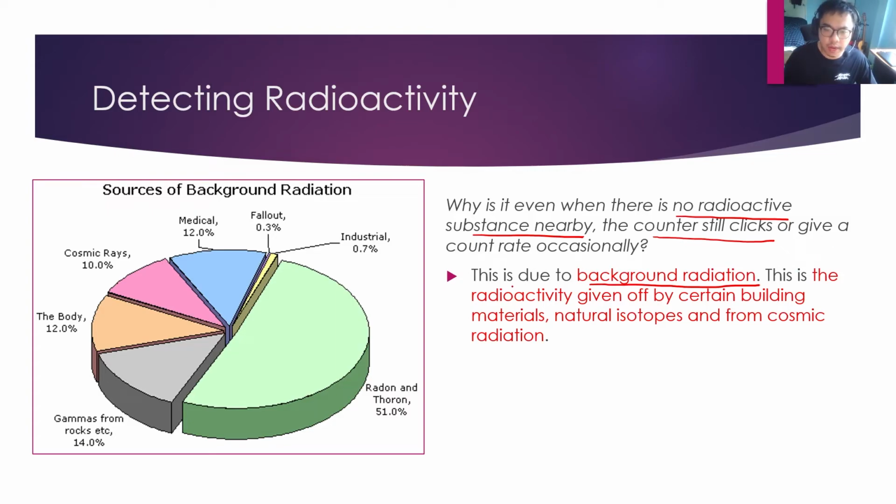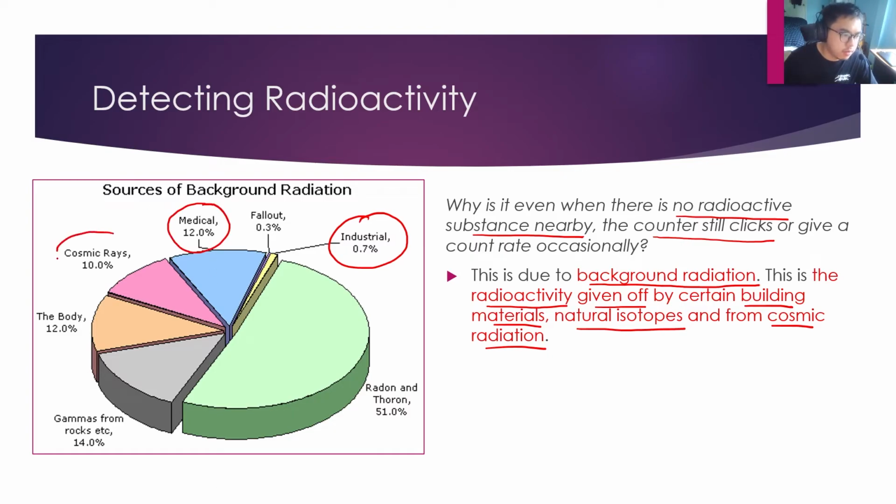So, what is background radiation? This is the radioactivity given off by the things around us. Some things around us give out a little bit of radiation, and that counts towards the background radiation. This can come from building materials, natural isotopes in rocks in the ground, and even from space, otherwise known as cosmic radiation. So you can see here, some of it comes from industrial objects or industrial materials. Some of it comes from medical equipment. 10% of it comes from cosmic rays, so the space outside of the Earth.